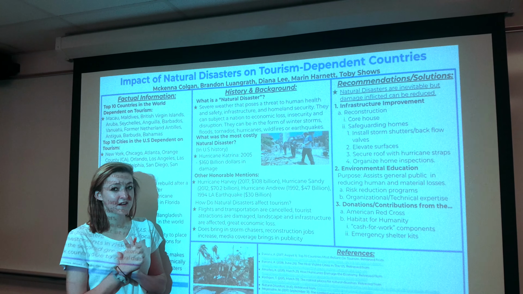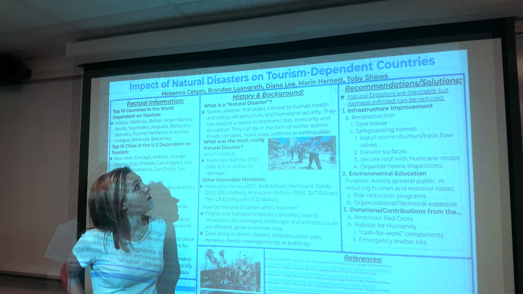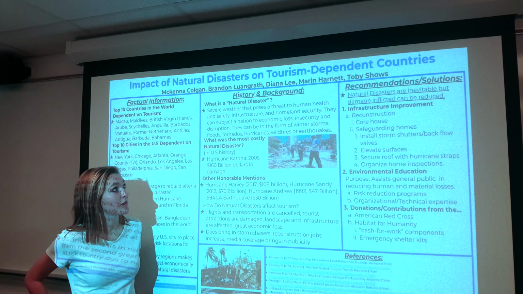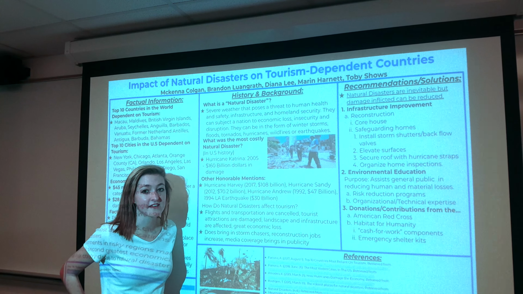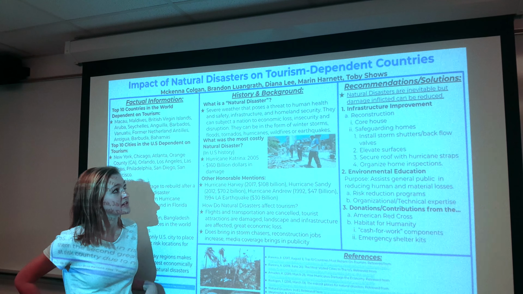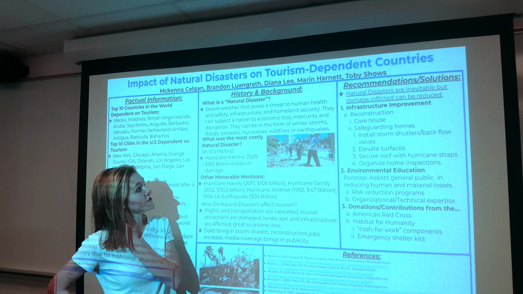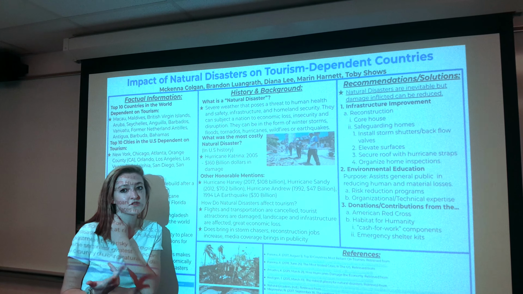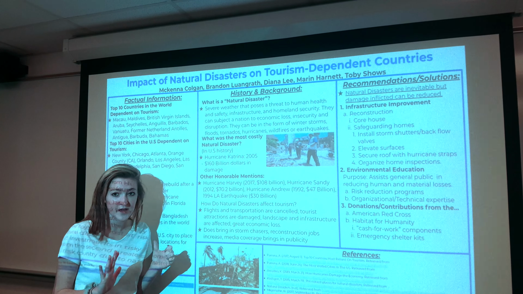I'm Mckenna, and I'm going to be talking about history and background. So, what is a natural disaster? A natural disaster is severe weather that poses a threat to human health and safety and infrastructure and homeland security. It can subject a nation to economic loss, insecurity, and disruption, and they can be in the form of winter storms, floods, tornadoes, hurricanes, wildfires, or earthquakes.